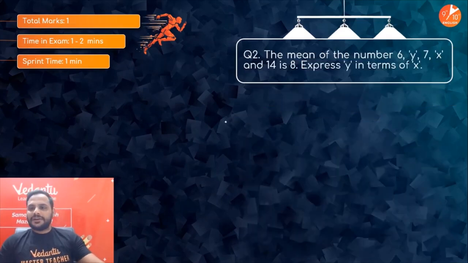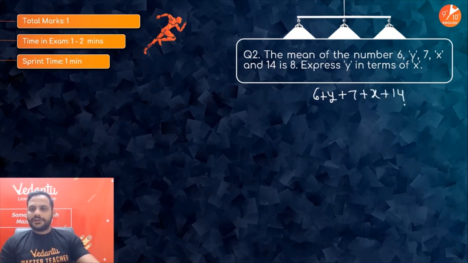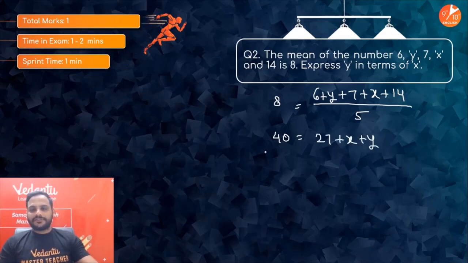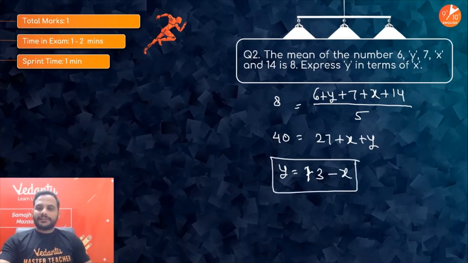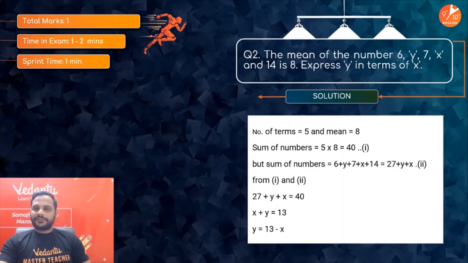The mean of the numbers 6, y, 7, x and 14 is 8. So 6 plus y plus 7 plus x plus 14, this mean is equal to what? 8. So divide by 5 values is equal to 8. 8 5s are 40 is equal to 6 plus 14 plus 6 is 20, 27 plus x plus y. Express y in terms of x. Simple. y is equal to 40 minus 27 is 13, and 13 minus x. y is equal to 13 minus x. Done. Simple. What else? Nothing. We have expressed y in terms of x, 13 minus x.